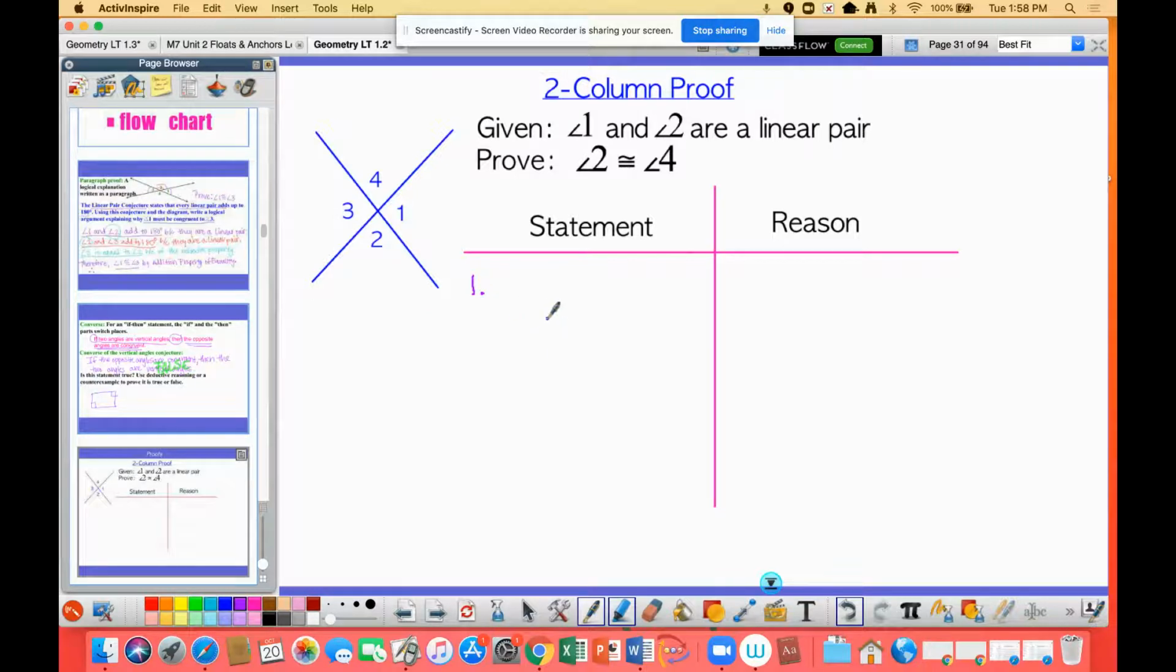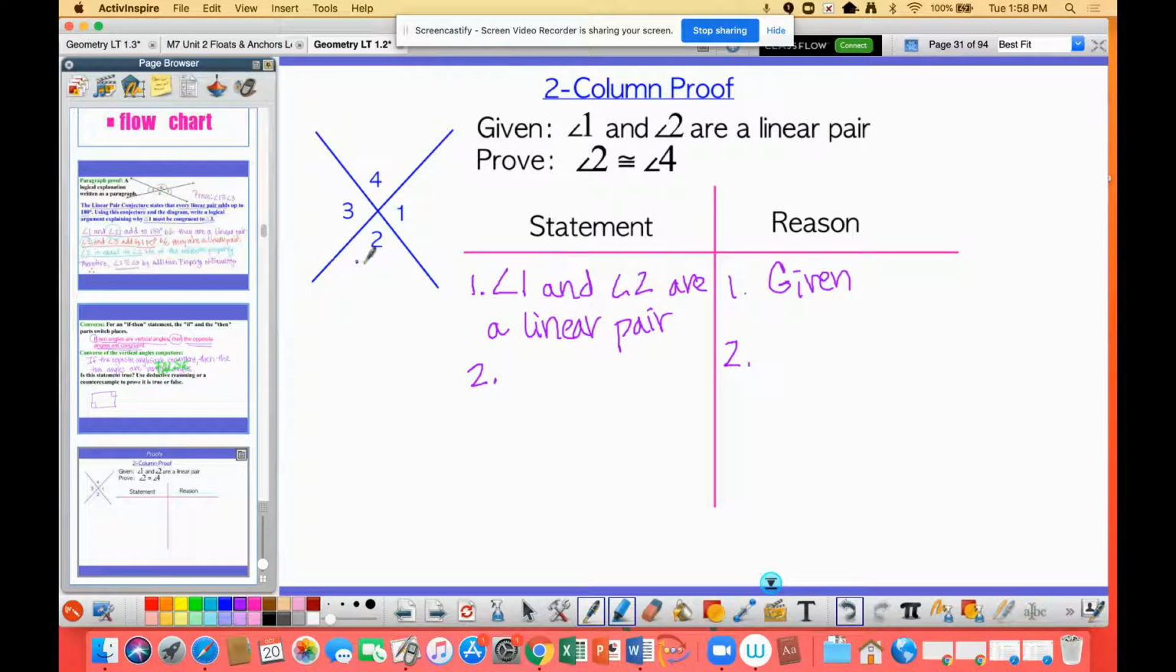So when we're doing a proof and it gives us a given, that's like a freebie, and we always want to include that first. So the first thing we write is angle 1 and angle 2 are a linear pair. And my reason for that is my given. Don't forget that. One of the biggest mistakes I see students make is they forget to include the given.